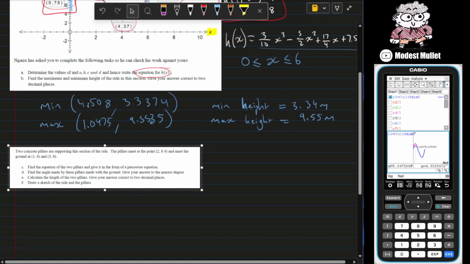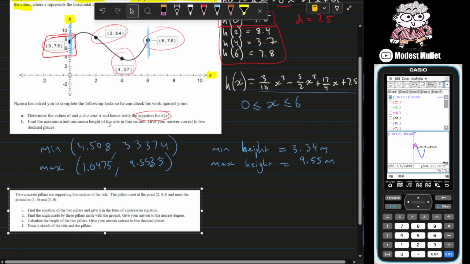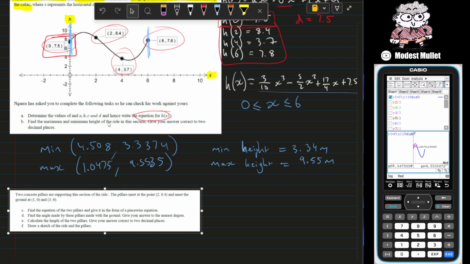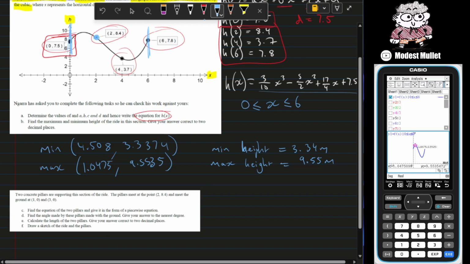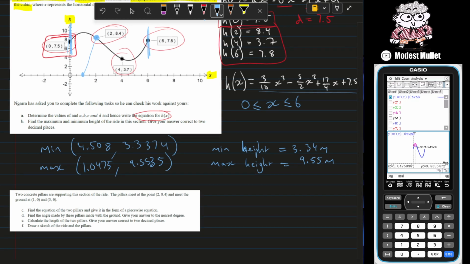Let's keep going here. So from here, 2 concrete pillars are supporting this section of the slide. The pillars meet at the point 2, 8.4. Okay, so we have some pillars meeting at this point 2, 8.4 and meet at the ground at 1, 0 and 3, 0. So one goes to there, so let's draw that pillar in, and one goes to 3, 0 as well. Find the equations of the 2 pillars, and give in the form of a piecewise equation. Okay, interesting. So I need to find the equation.